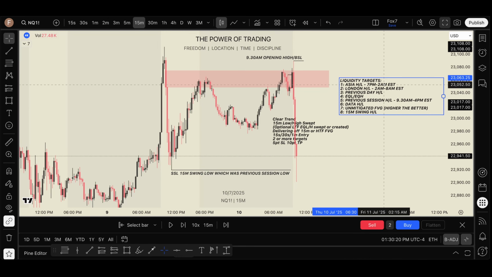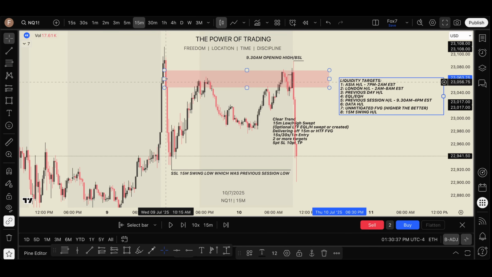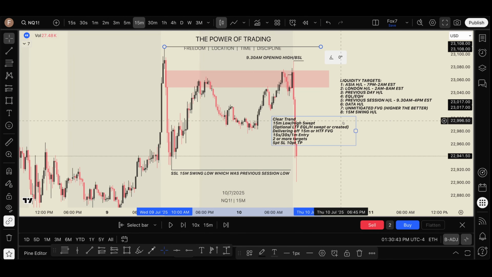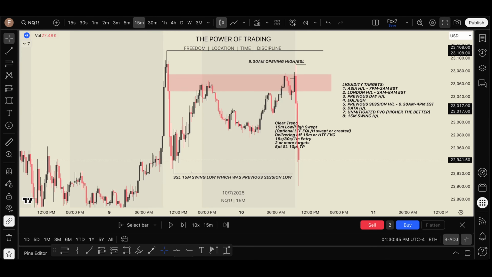which again is marked here. Previous session, 9:30 to 4 p.m. Eastern Standard Time. 9:30 here. So previous session high is going to be up here clearly, and the session low is there. But again, even if you weren't focused on what the liquidity is, just using a 15-minute is going to help a lot of the trade ideas.